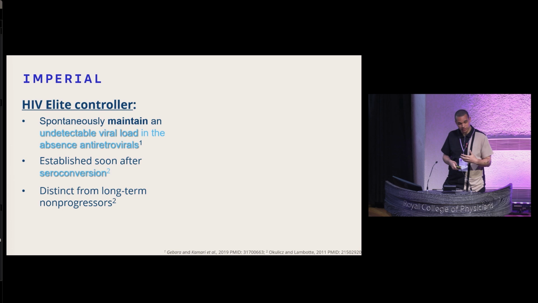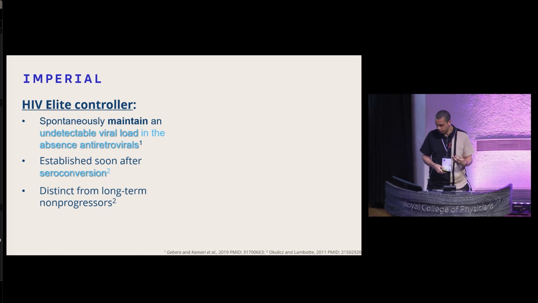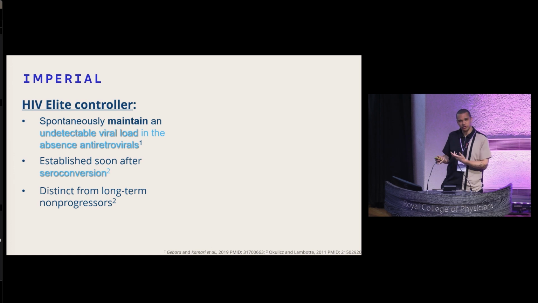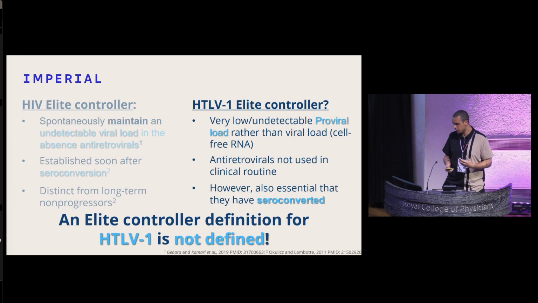So firstly, when we think about this concept of elite controllers, this is something that is well defined for HIV, and there can be some differing definitions in the literature, but it's generally described as patients who are able to spontaneously maintain an undetectable viral load in the absence of antiretroviral therapies, and this is usually established soon after seroconversion. This is also distinct from patients who are long-term non-progressors. However, for HTLV-1, there's currently not an elite controller definition.